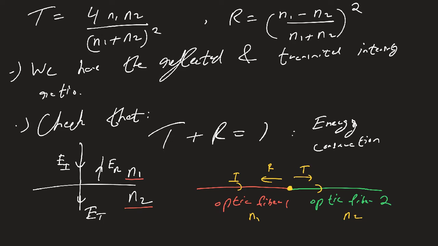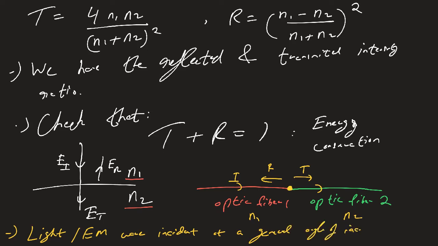So I hope that all of this is clear. Next time we'll have to grind through quite a similar but even more involved analysis. We'll look at light, EM waves, incident at angles other than normal incidence, so at a general angle of incidence. Plus we'll also derive some very interesting fundamental laws of geometric optics, which I'm sure you're familiar with, but we'll still derive them for the first time.